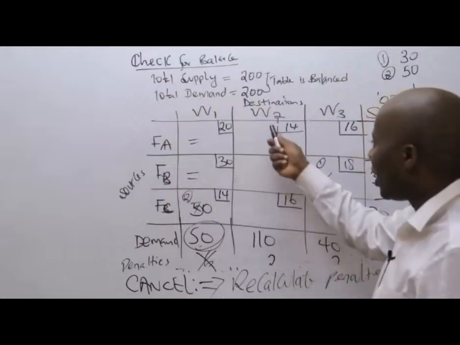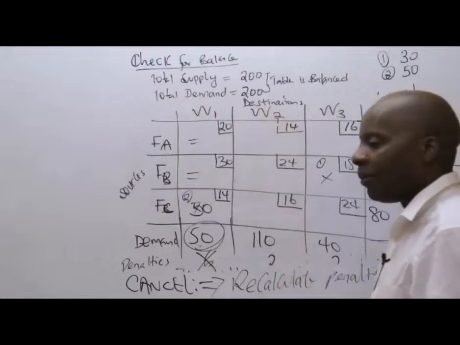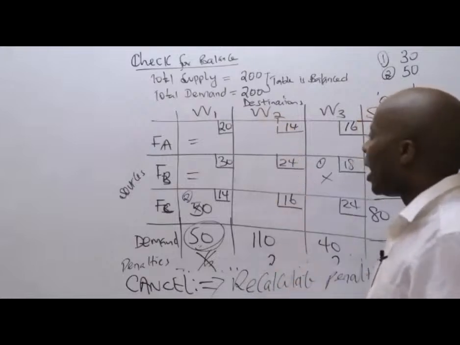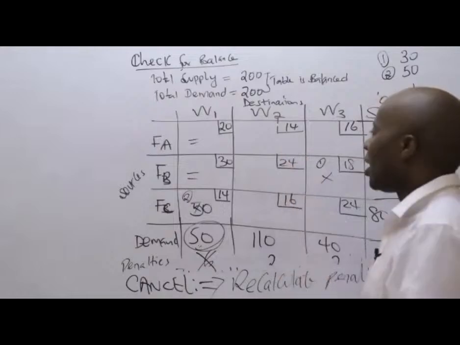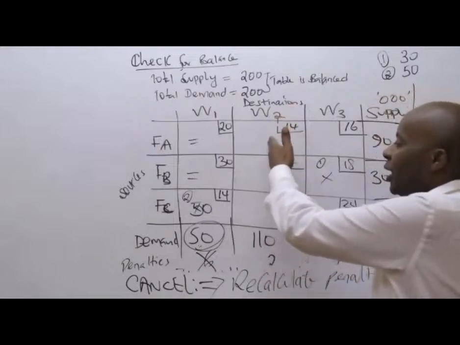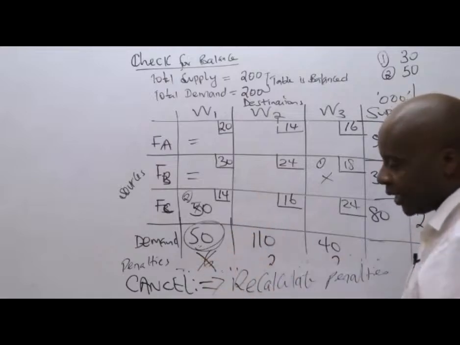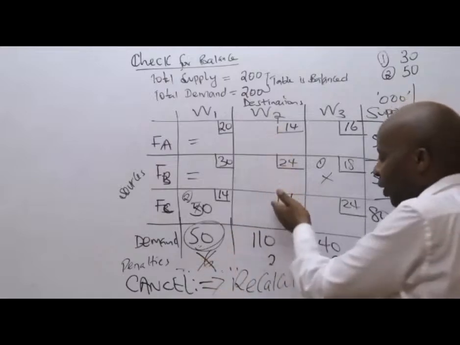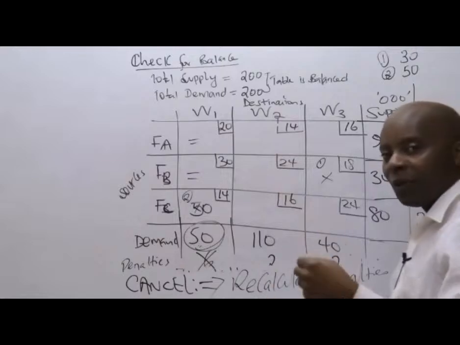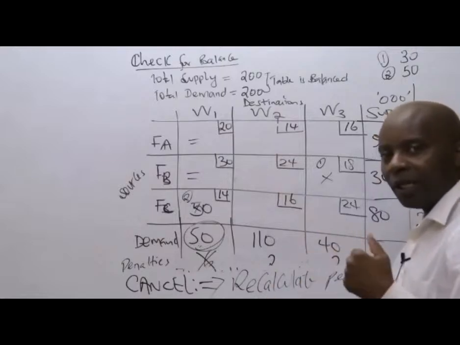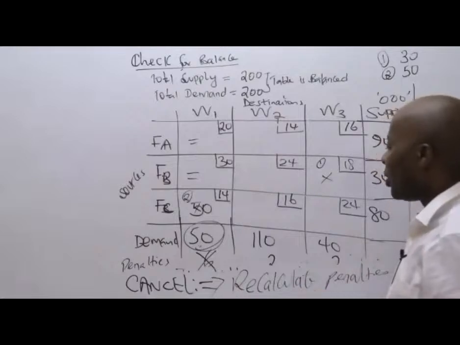Like if you tell me to calculate a penalty for this particular column, how do I go about it? I'll always work with the very best cell. In this column, the very best cell is 14, followed by 16. So get the difference between the best and second best. 14 minus 16 gives me 2. Remember, we assume that all penalties are positive. Disregard any negative. So here we have 2.